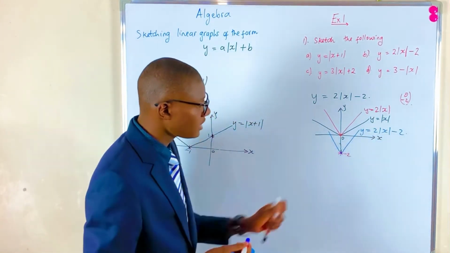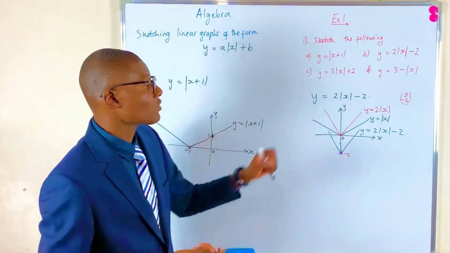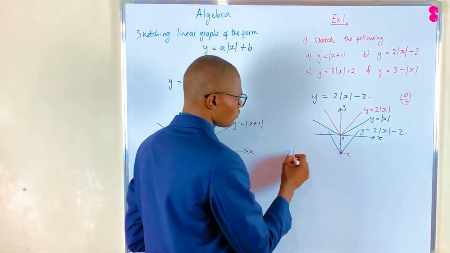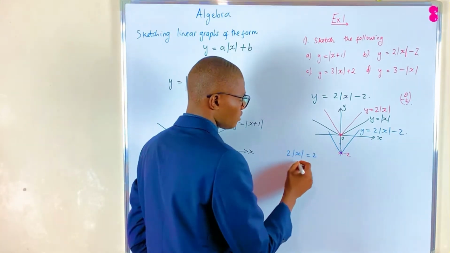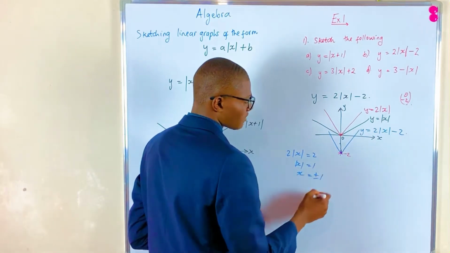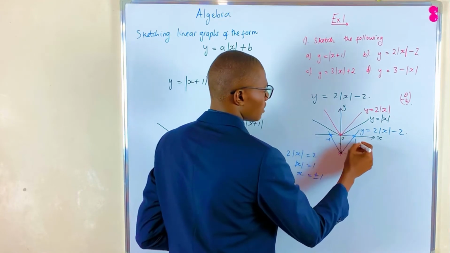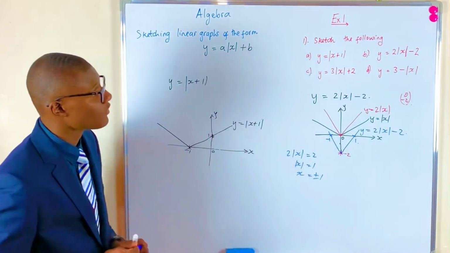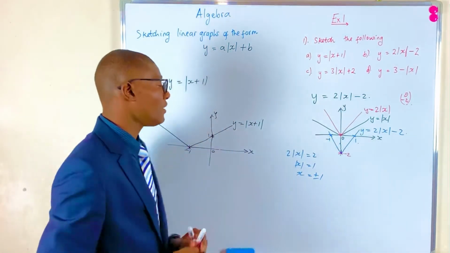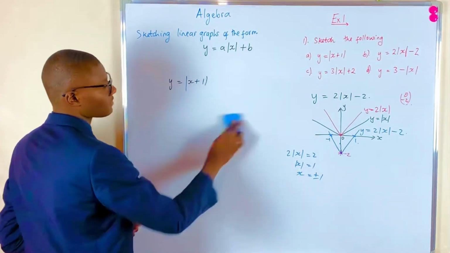But we also need these 2 points of intersection with the x-axis. This is when y is equal to 0. So we're saying 2 modulus of x is equal to 2, then modulus of x is equal to 1, which implies that x is plus or minus 1. So this point will be minus 1. This point will be 1. So this is how we come up with the sketch for part B. Now let's look at part C. So I shall erase this.